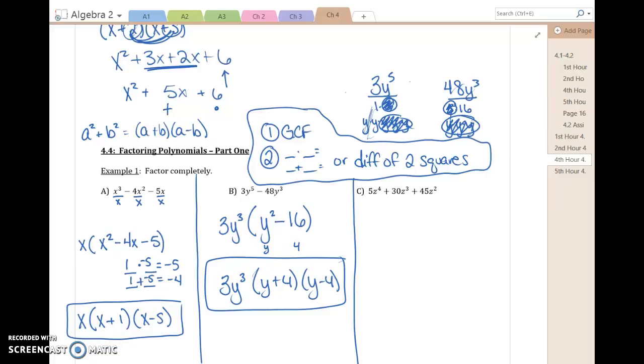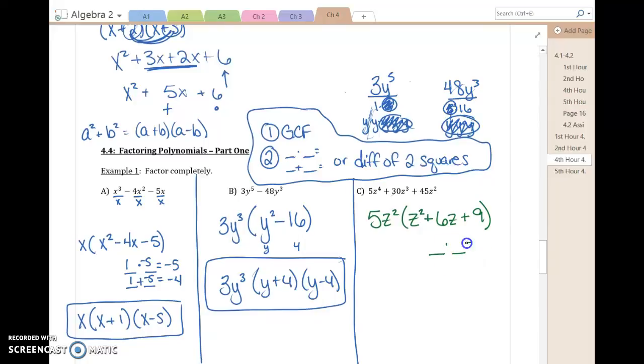Okay, in example C, first of all, these three terms have 5z squared as a greatest common factor. 5 divided by 5 is 1. Z to the fourth, take z squared out, you're left with z squared. 30 divided by 5 is 6. Z to the third, take out z squared, you're left with a z. 45 divided by 5 is 9. Z squared, take out z squared, you're left with no z's.